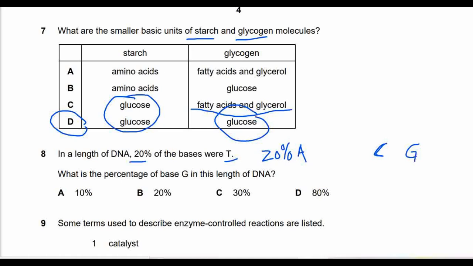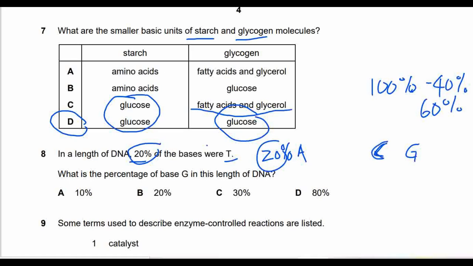So if this totals up to 20 and 20 will make 40, then 100% minus 40, we will get 60%. 60% is the total of C and G, so it will be 30% each. 60% divided by 2, 30% of cytosine and 30% of guanine. So the G will be 30%.